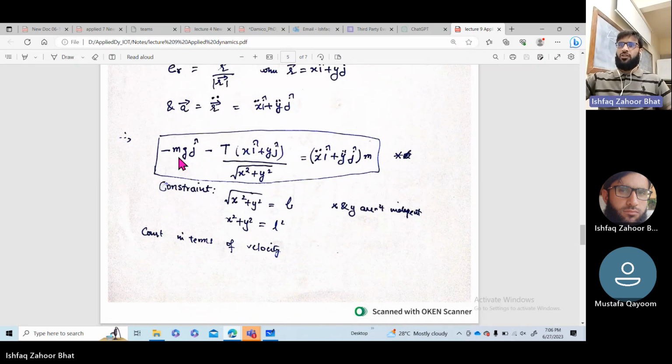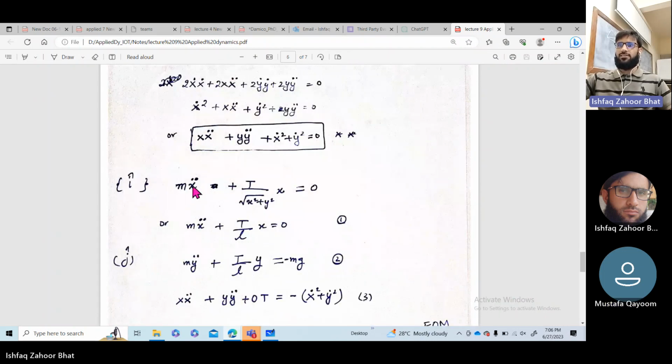So expand this equation. You will get minus mg j minus t x i divided by the square root of x square plus y square, minus t y j divided by the square root of x square plus y square, equal to x double dot i plus y double dot j, times m. Comparing the x components on both sides, we get m x double dot equal to minus t by the square root of x square plus y square times x. Taking that to this side, we get m x double dot plus t divided by the square root of x square plus y square times x equal to 0.